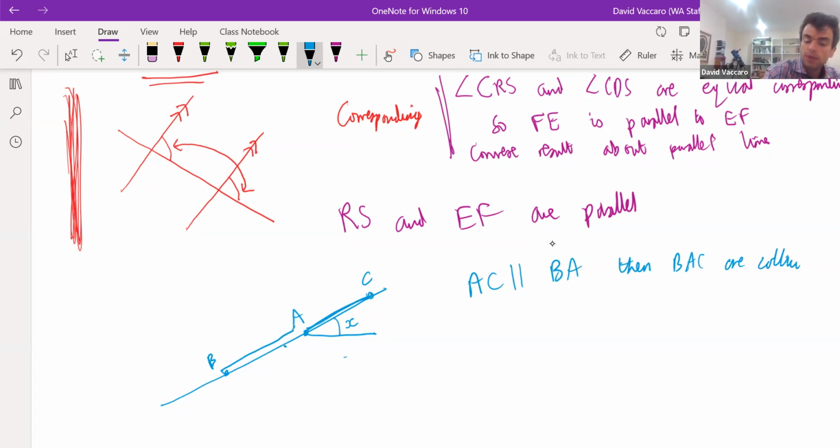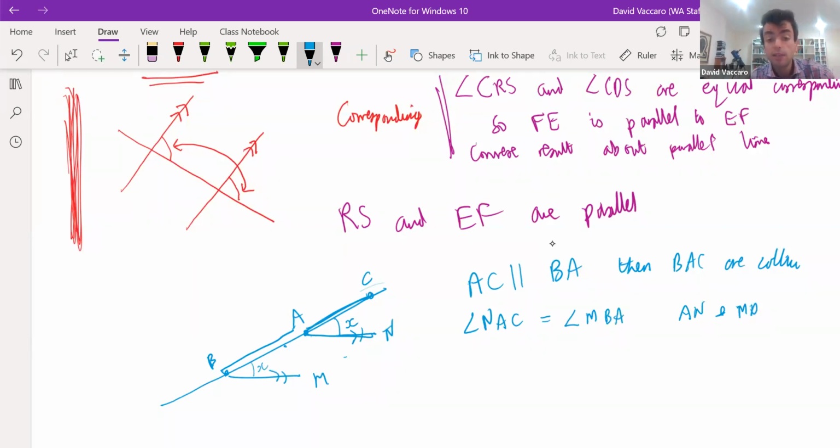And that is the same as if I've got parallel lines. If I could show, and these are the wrong letters, that angle NAC is equal to angle MBA, and MN and AN and MB are parallel, then I could show that BA and AC are parallel by the converse to corresponding angles, and that would be enough to show collinearity.